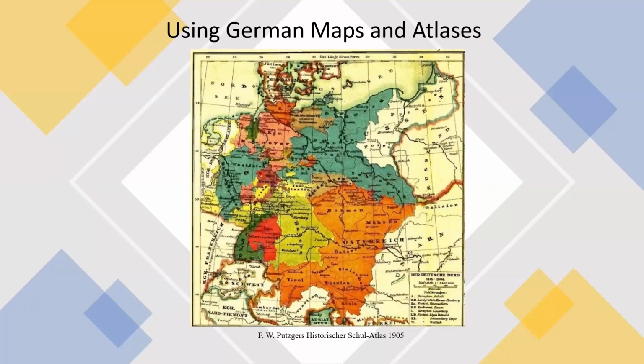Welcome to webinar number 6 on using German maps and atlases. When I worked at the Family Search Library in Salt Lake City, one of the things that patrons wanted to do was find the town where their ancestor was from on a detailed map. More importantly, maps are one of the major tools used in the genealogical research process.